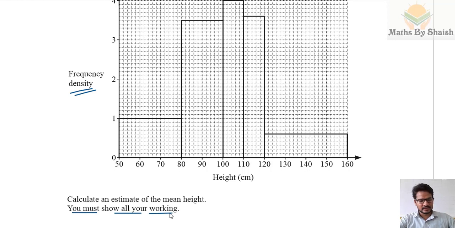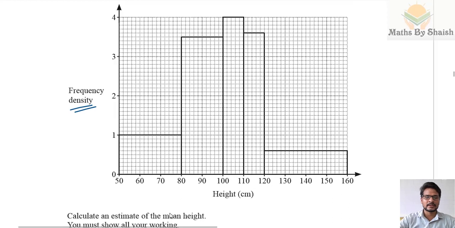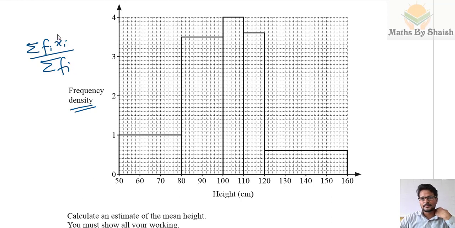So for the mean, since it is an interval, we require the midpoint, because the mean is given as sigma of fi xi over sigma of fi. So xi is the midpoint of the interval. First of all, let's calculate the xi's. There are 5 intervals, so x1, x2, x3, x4, x5. These are the midpoints, so we'll first find the midpoints.